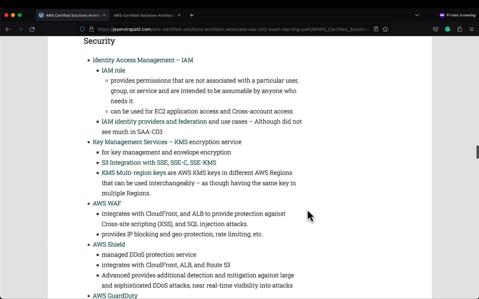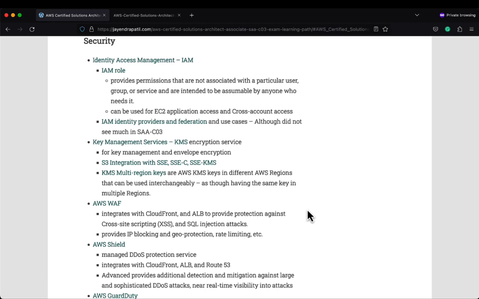Understand Identity and Access Management, or IAM. Make sure you know IAM security best practices, especially in terms of least privilege. IAM roles provide permissions that are not associated with a particular user, group, or service and are intended to be assumed by anyone who needs it.